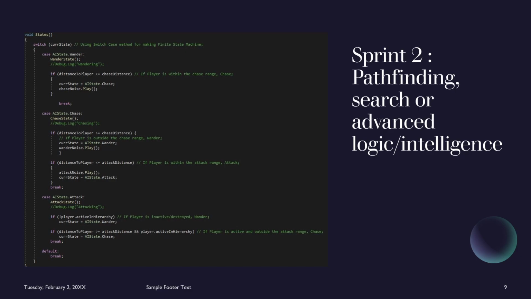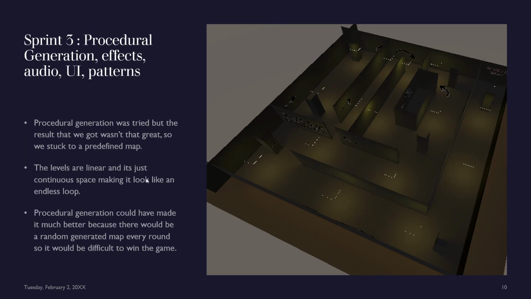If the player and the monster are close by. So sprint three: the procedural generation, the FX, audio, and the UI patterns. Procedural generation was tried, but the result we got wasn't that great. So we stuck to a predefined map.